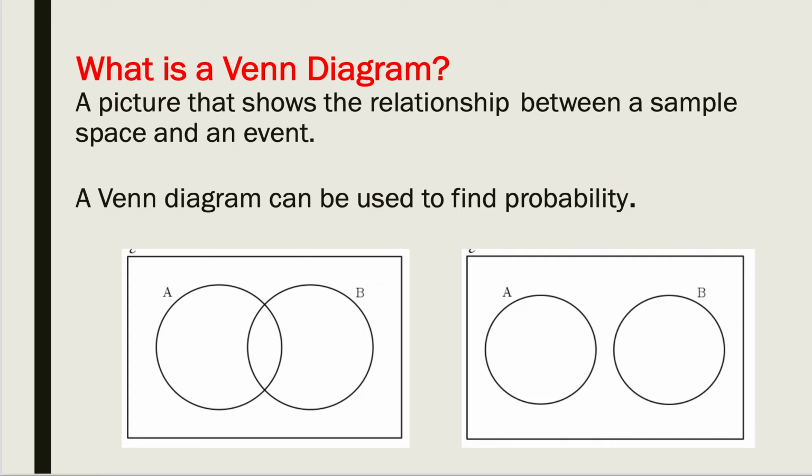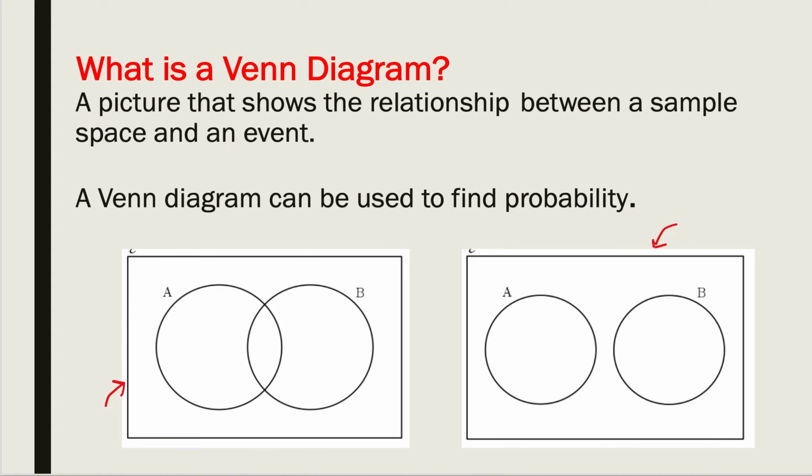You can see that it looks like typically one of two options. In this first one on the left, you have an event A, and you have an event B, and notice that the circles intersect. So that means that there are some outcomes that are common between the two events. In our second picture, notice that the circles are entirely separate. So that means that the events have nothing in common.